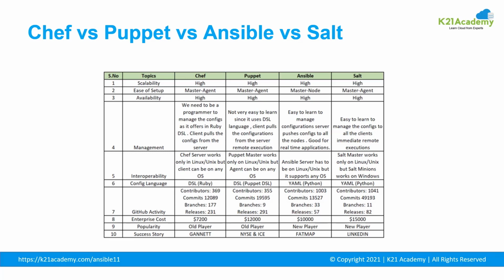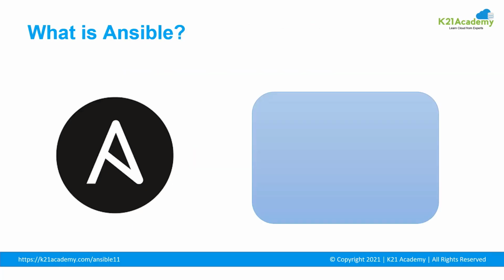And on the scorecard, if you see the overall thing, Ansible stays number one because it's very easy to use and it is also much easier to set up, and other things that we will further see in the advantages of Ansible. So this is just the basic difference between Chef, Puppet, Ansible, and SaltStack. Now, coming back, what is Ansible?